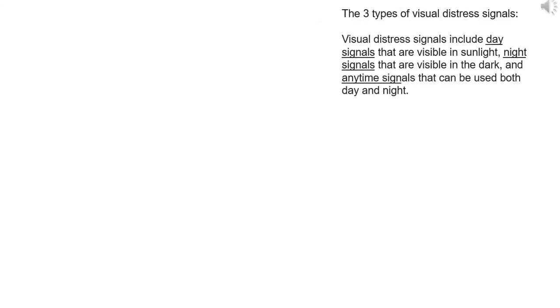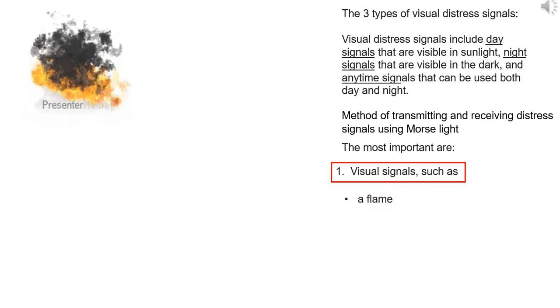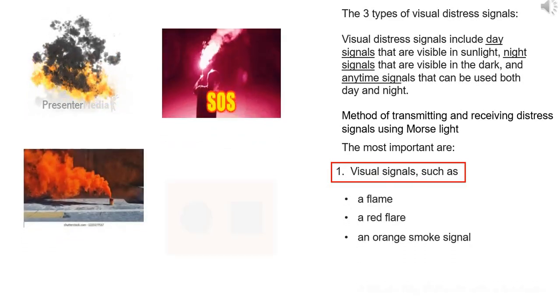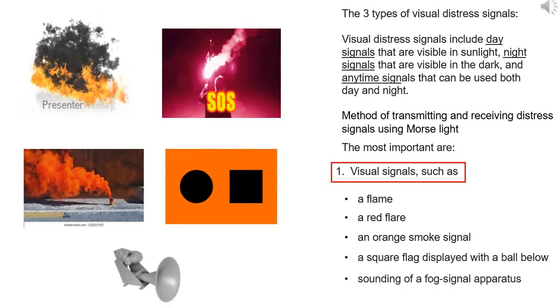The three types of visual distress signals. Visual distress signals include day signals that are visible in sunlight, night signals that are visible in the dark, and anytime signals that can be used both day and night. Method of transmitting and receiving distress signals using Morse light. The most important are: 1. Visual signals, such as a flame, a red flare, an orange smoke signal, a square flag displayed with a ball below, sounding of a fog signal apparatus.